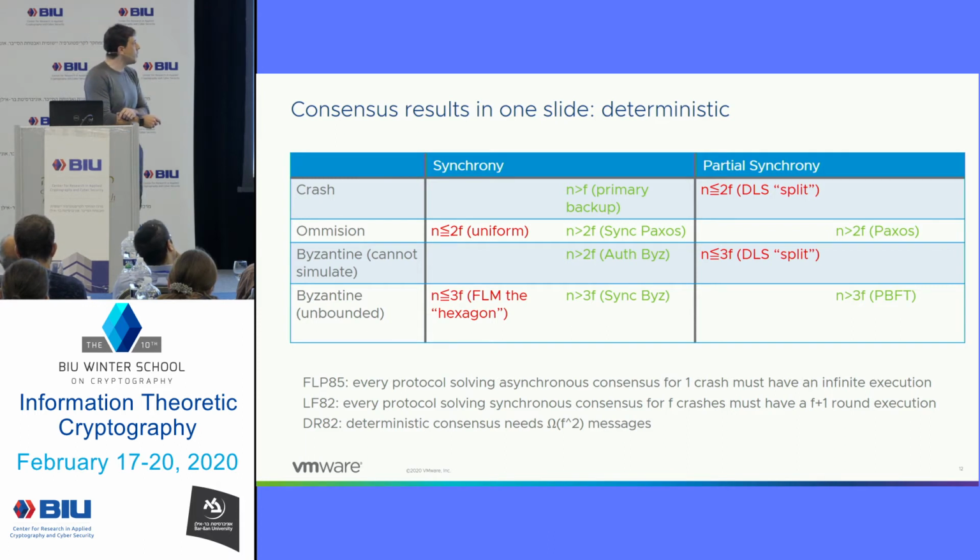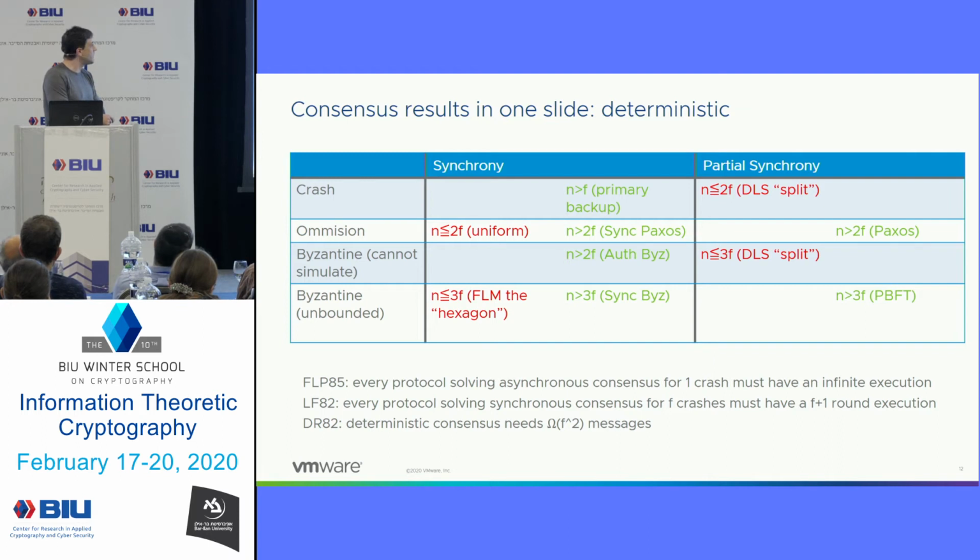In partial synchrony, what we'll see is that even for crash failures, you can't deal with more than a minority. You have to have less than a minority of failures. So this kind of summarizes the crash and omission model. And now let's go and look at the Byzantine case.